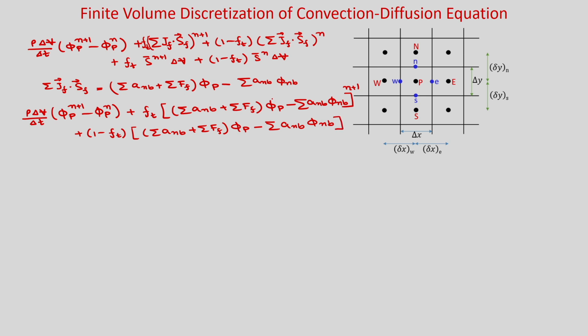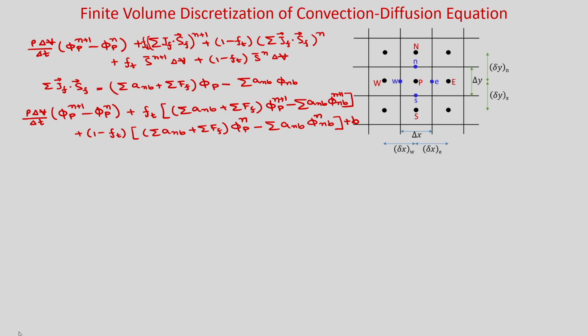So, let us write in this way, this is your n plus 1, and this is your n, and let us write this source term plus b, where b contains the source term. Now you take the phi p n plus 1 terms in the left hand side and all other terms you take in the right hand side. So, let us rearrange this equation. Phi p n plus 1 we have here and phi p n plus 1 here we have. So, this you take in the left hand side.